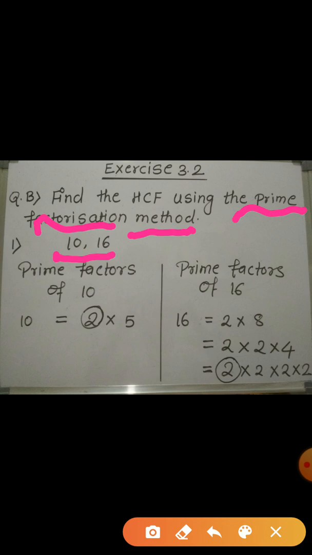First, we find the prime factors of 10. Children, always remember, to find the prime factors of any number, we express that number as a product of any two of its factors. So here I have written 10 as a product of 2 and 5. 2 fives are 10. 2 and 5 both are the prime factors of 10. Similarly, we can find the prime factors of 16.